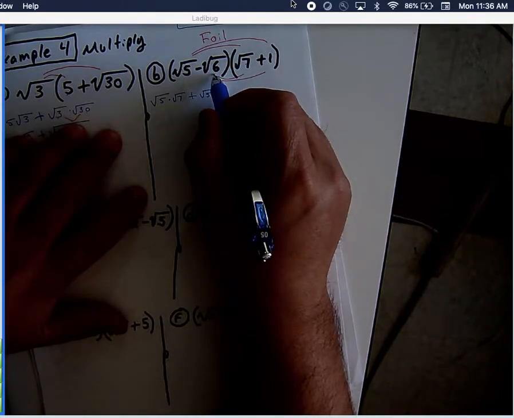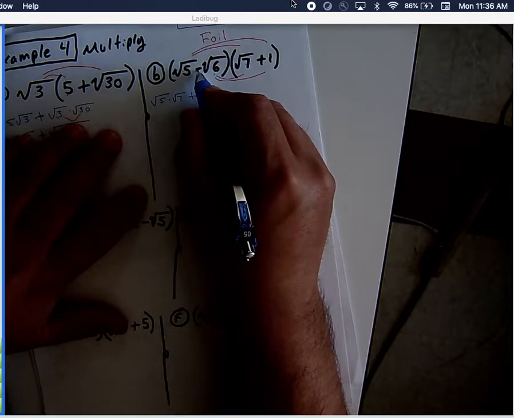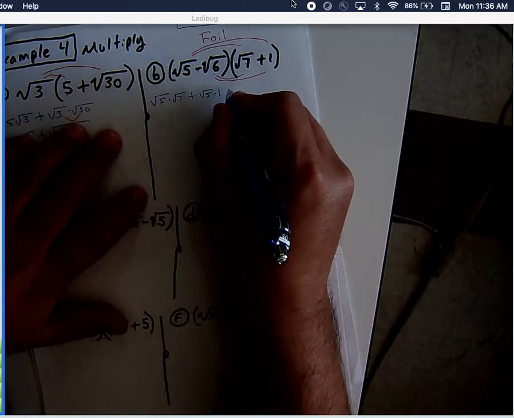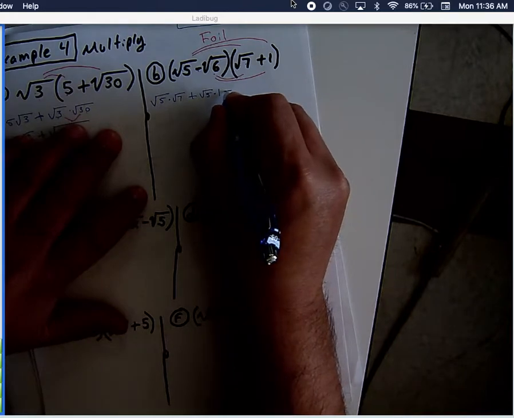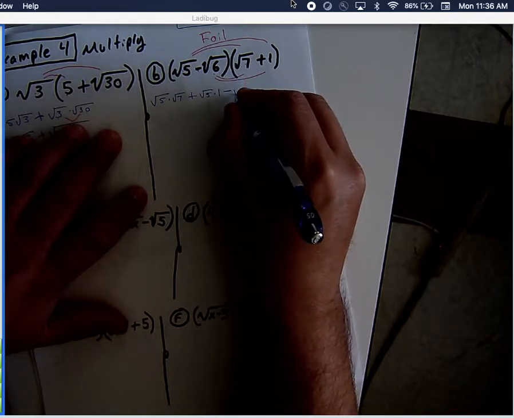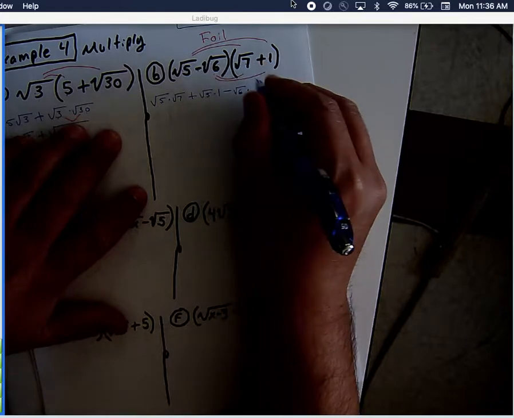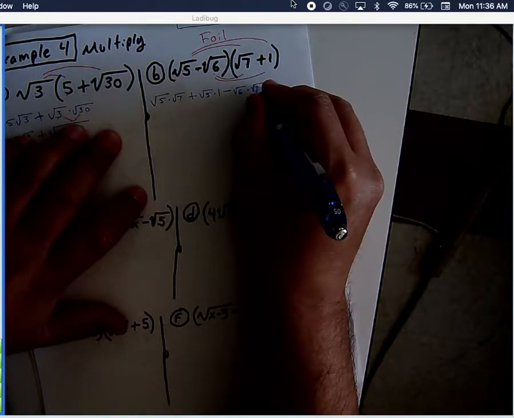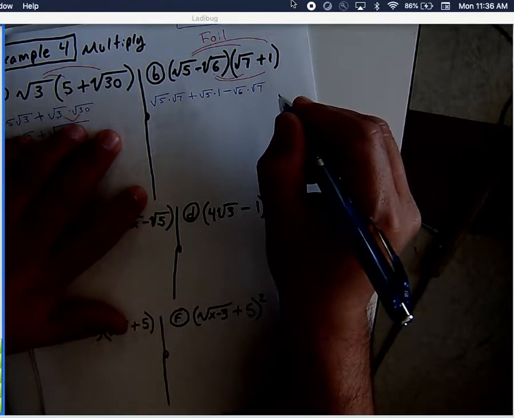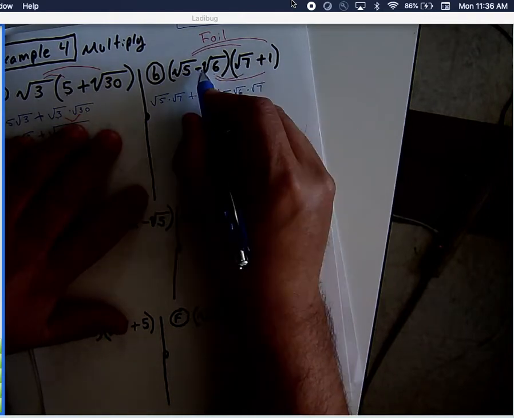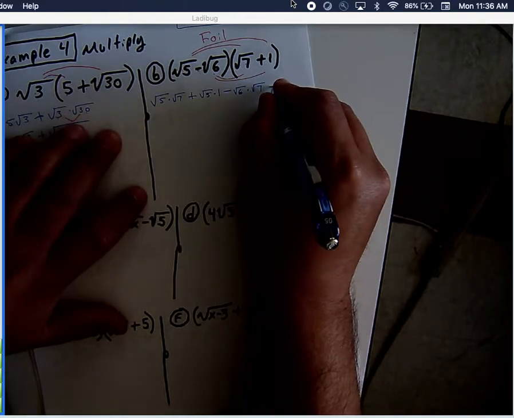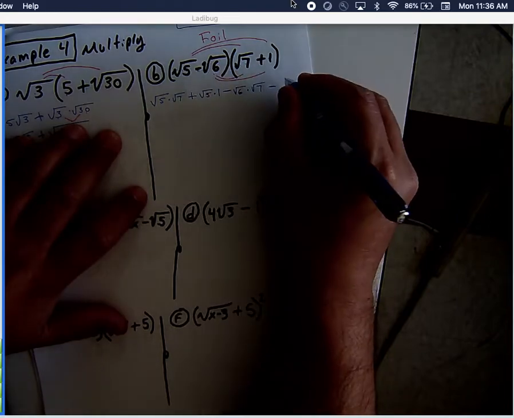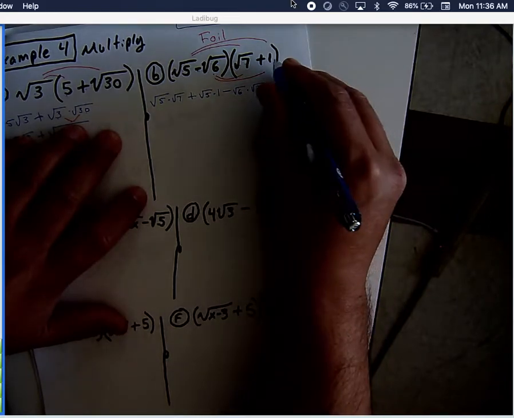Now the one inside has a negative. Negative, positive, so you know you're going to have a negative. So square root of 6 times square root of 7. And then this one times that one. So negative, positive, so another negative, and square root of 6 times 1.